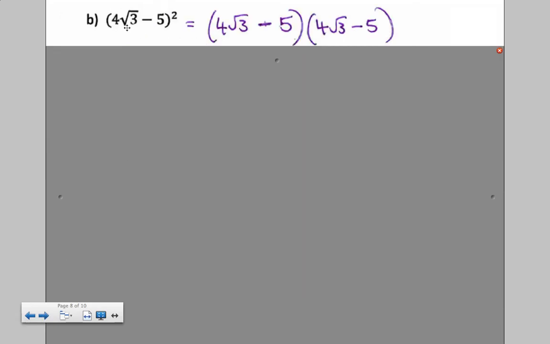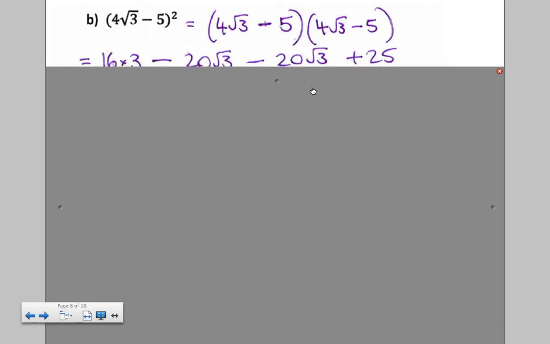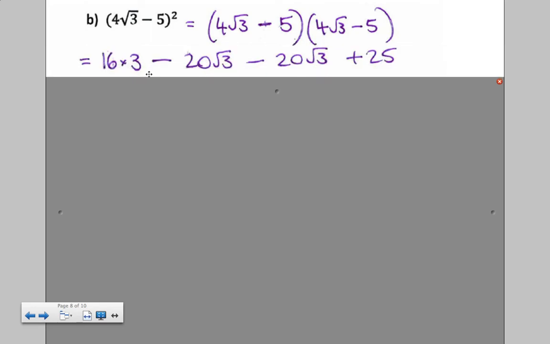All right, for B, be very, very, very careful. You will be tempted to just square each of these, but you know that you need to expand the brackets. You know that this squared means the whole bracket multiplied by itself. So that gives us that, and if we multiply out each of the terms, that's what we get.